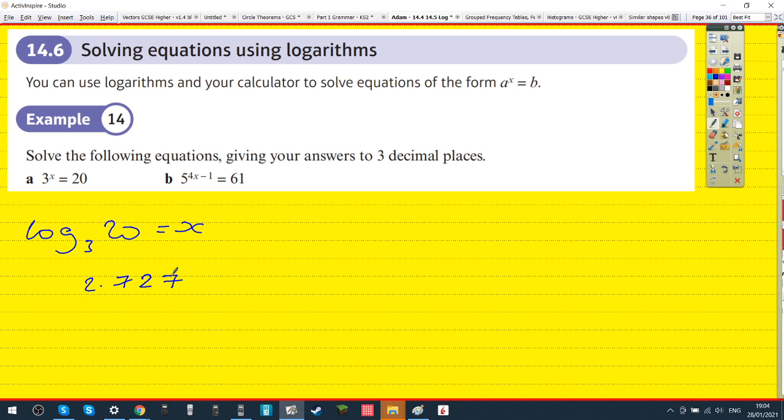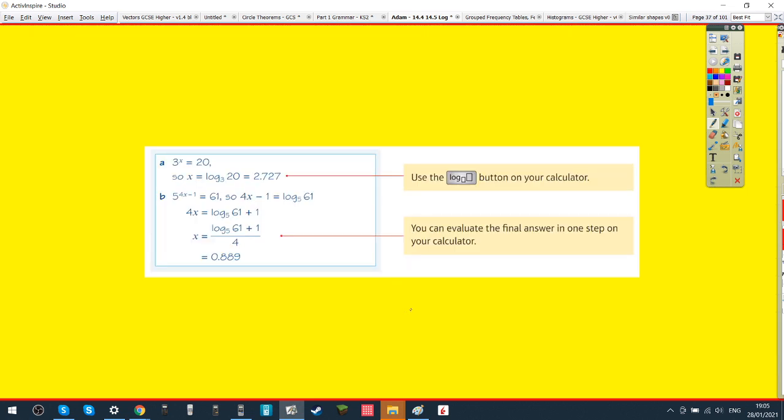So it'd be log 61 base 5 equals 4x minus 1. Yeah. Sorry about that. Right. Log. I got x is 0.889. I put it all into the calculator. Okay. Probably worked. There you go.